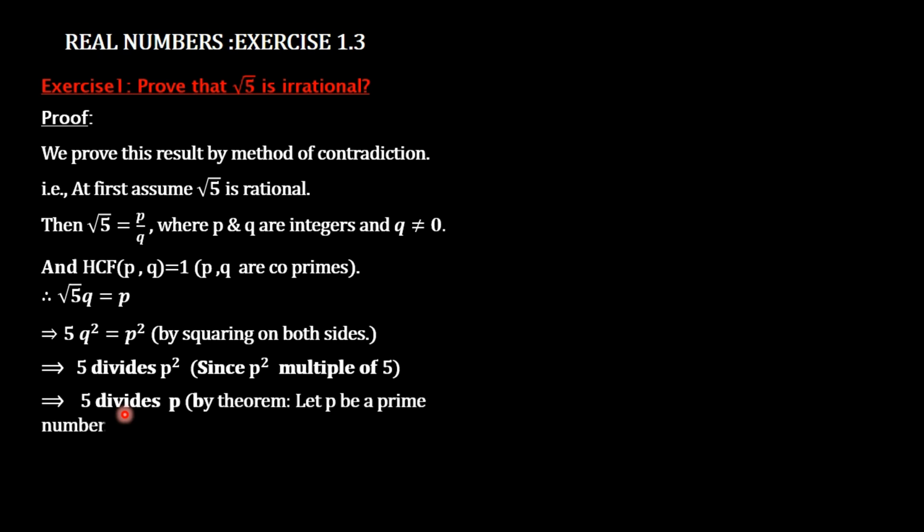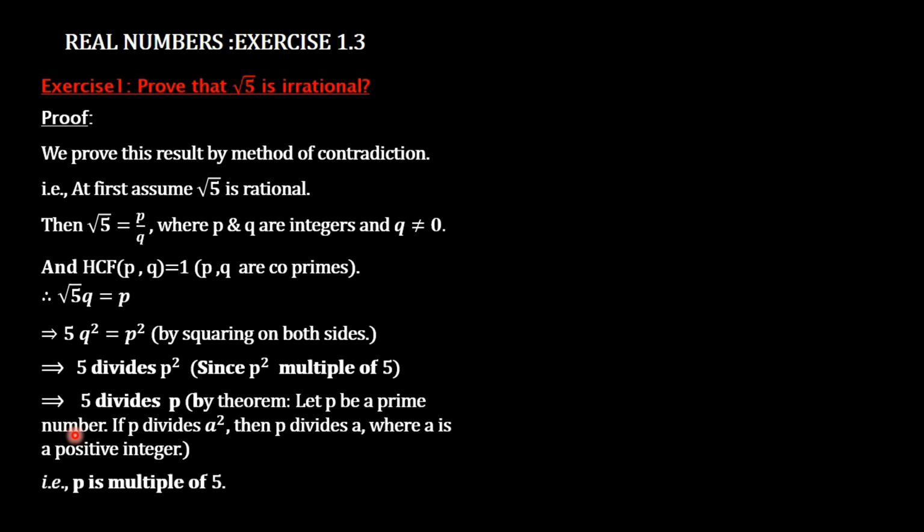Let p be a prime number. If p divides a square, then p divides a, where a is a positive integer. In this method, you have to mention what our theorem is about while writing the proof in your examination, or if you are writing answers to some question. You have to mention our theorem like this.